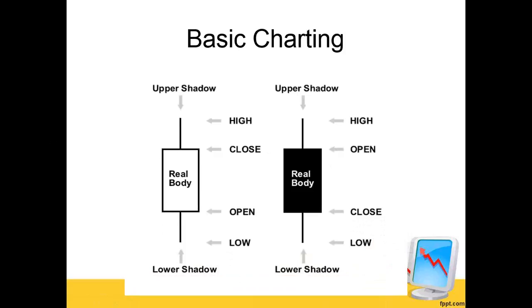Okay. So you have several parts of a candlestick. You have your open, close, high, low. You have your body, and then you have your shadows. Again, you have your open, close, high, low, the body, and then your shadows.